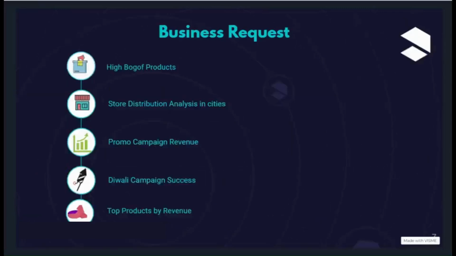Move ahead. Now we will look at some business requests. The requests are: high product, store distribution analysis, promo campaign, Diwali success campaign, and top product seller. We will look at them one by one. Go ahead.